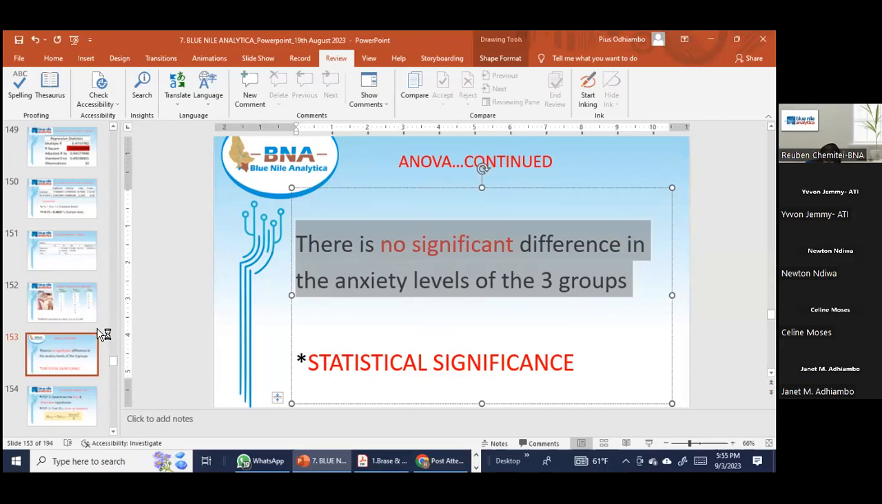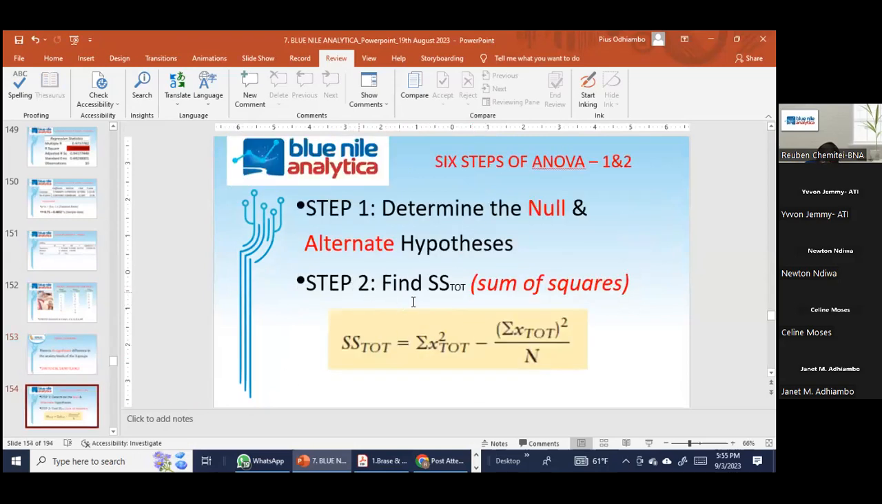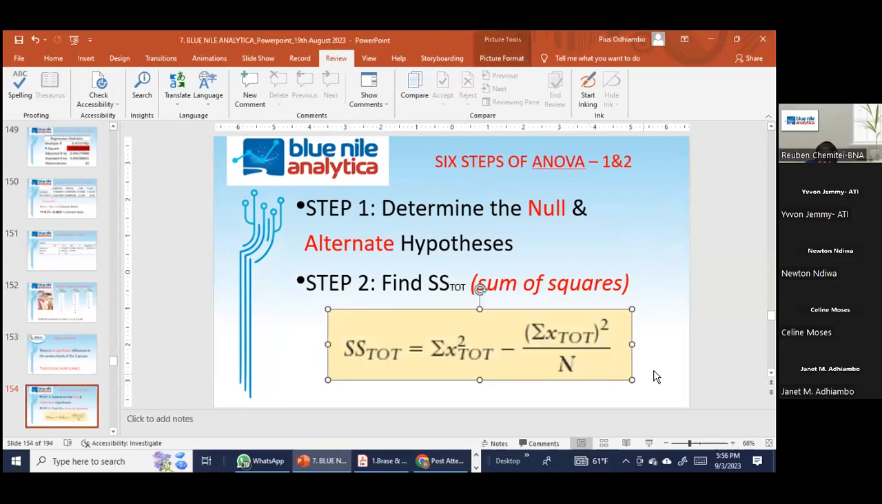Now, in group 2, this is where we calculate what we call the total sum of squares. And the formula is here. I don't want to go deep into this. I want to believe that somewhere in your statistical class, you'll come across this. Now, the total sum of squares means what? It means that you take the scores and you square them and you get a total, and then you get the difference.